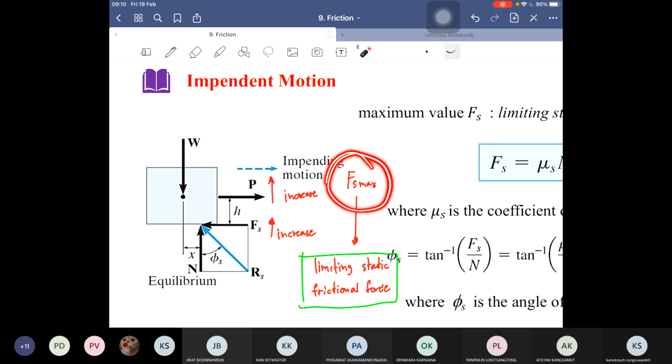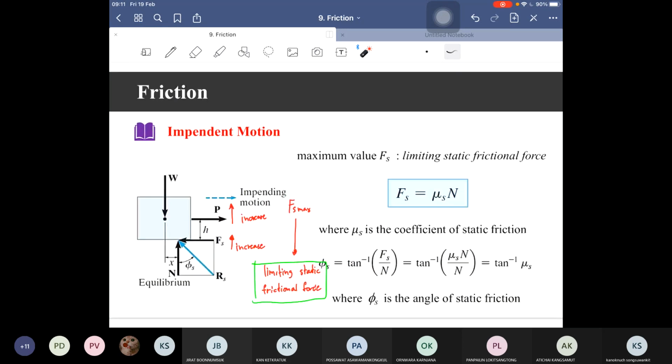After we reach the Fs max, if we're still going to increase the force P, then the block will start to move, right? And Fs also increases up to one point. So the value that Fs reaches in the final state is Fs max on this point. It is the final point of equilibrium of the system. So if the friction force goes further than this value, then this system is not in equilibrium anymore.